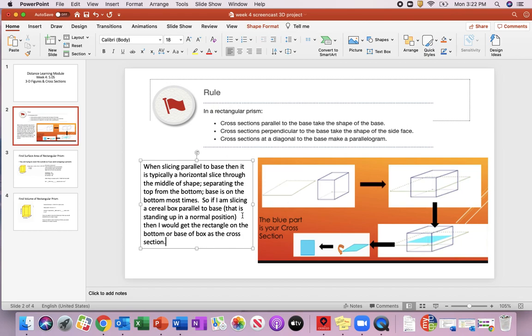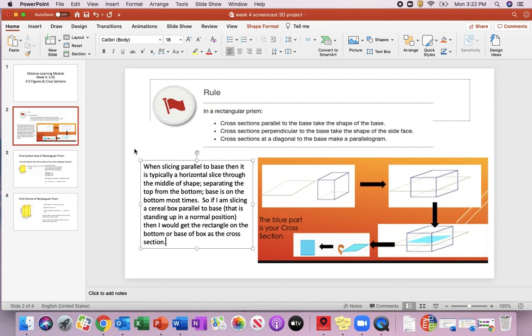So if I had a cereal box and I'm slicing it parallel to the base, and I'm looking at the cereal box like it were sitting on the grocery store shelf, then I would get as the cross section the rectangle that's on the bottom or the base of the box. You can look here at this example where this is the plane that is slicing and cutting through the 3D rectangular prism, and when you come out you see that this highlighted blue section is the cross section in the middle.